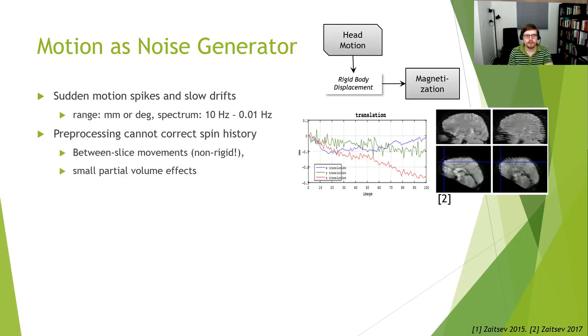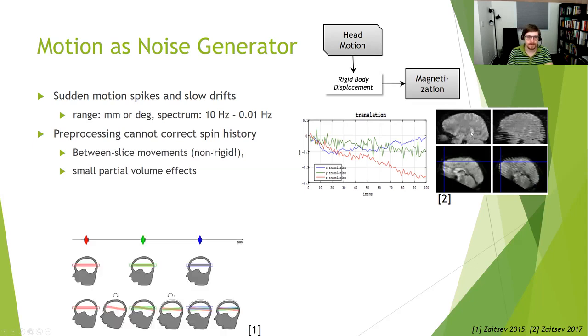What is important to note is that even if you align your images after the experiment, this preprocessing cannot correct spin history. A very simple example is if you have movements between the slices, you have this rigid shape here, subjects move back and forth, very unlike the rigid body brain you had if you didn't have any movements. And there are also small partial volume effects related to that. And think about the spin history.